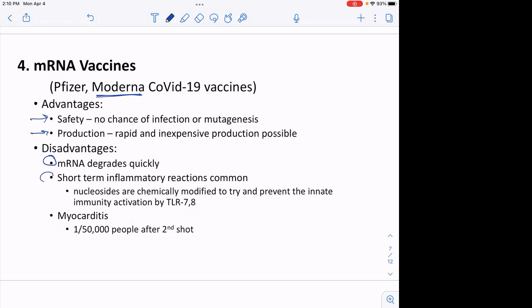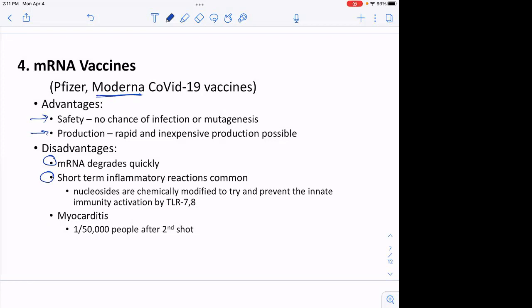Another problem is that very short-term inflammatory reactions are common, right? Most of us know that. Probably most of us got a little bit sick when we had that vaccine. If you think about it, we really don't want a big innate reaction. You have to have some innate reaction in order to get your adaptive immunity, but we don't want all the inflammation. It's a common part of a normal immune response.